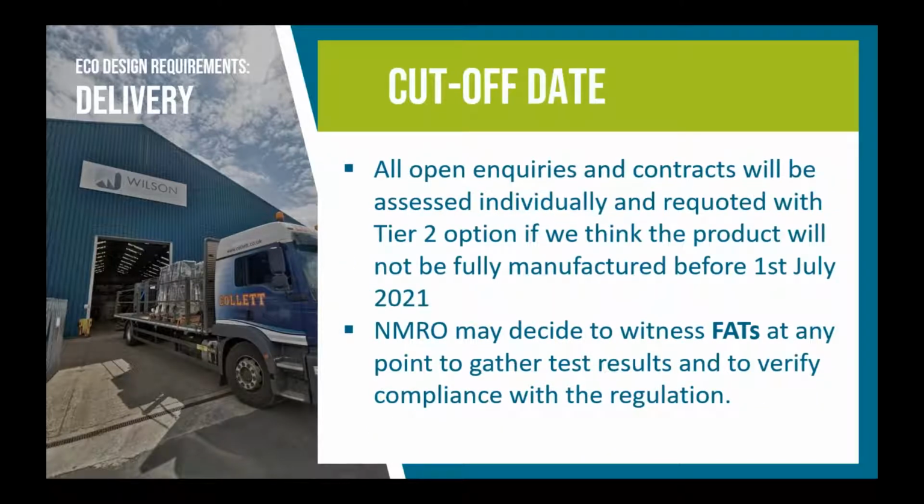Now, all open inquiries will be assessed individually and requoted with Tier 2 options if we think that they won't be ready or manufactured before the 1st of July. The sales team has already started issuing requotes or providing Tier 2 alternatives if we think that the transformer will be built or manufactured after the 1st of July. The NMRO might decide to witness any factory acceptance tests going forward. And as a manufacturer, we will make sure that the product that we supply you with is fully compliant.